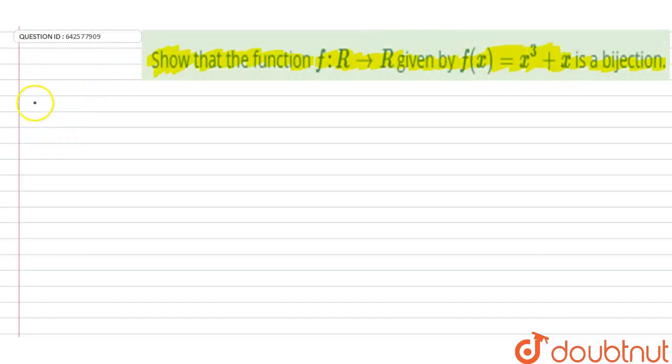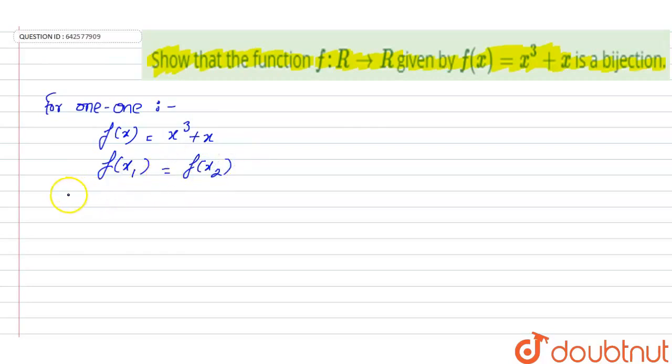For proving bijection, we have to prove that the function is one-one as well as onto. So first we will prove that the function is a one-one function. For the given function f(x) = x cube plus x, to prove that the function is one-one, we let f(x1) = f(x2). Here f(x1) will be equal to x1 cube plus x1, which is equal to x2 cube plus x2.